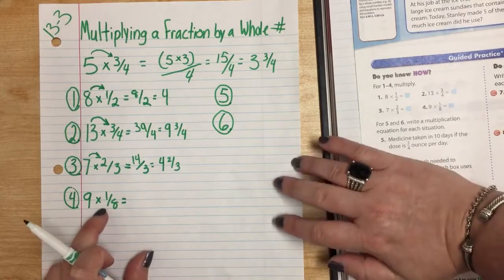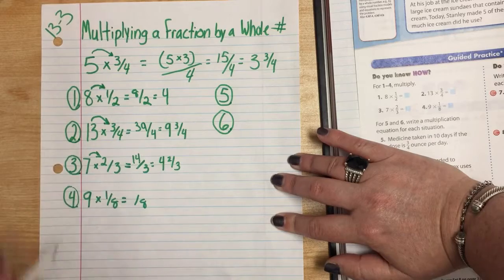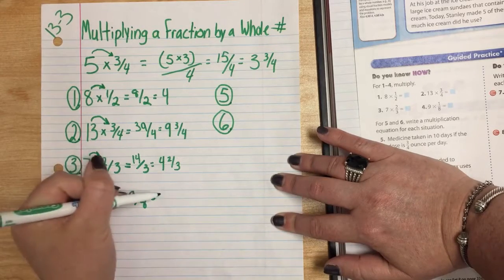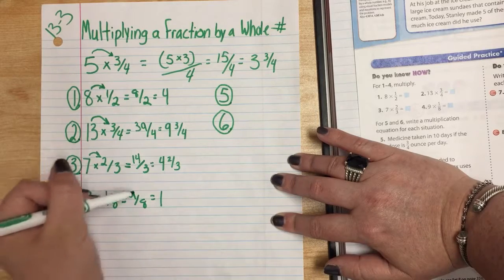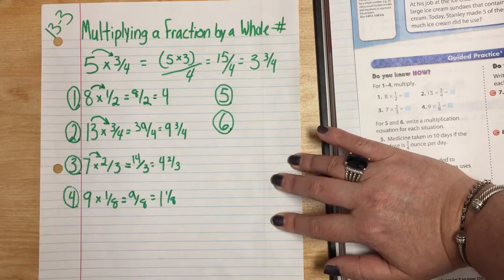Okay. 9 times 1/8. Again, 8 stays put. 9 times 1, 9/8. Okay, 8 can go into 9 once with 1/8 left over.